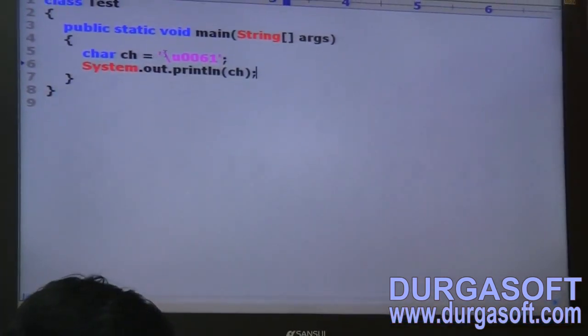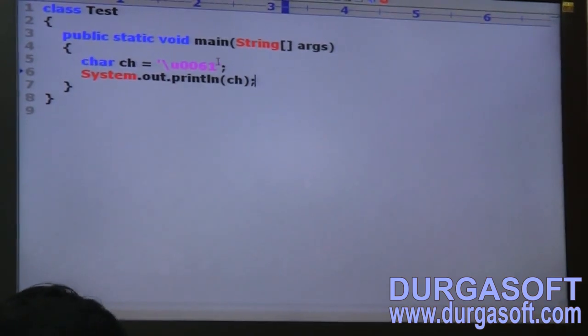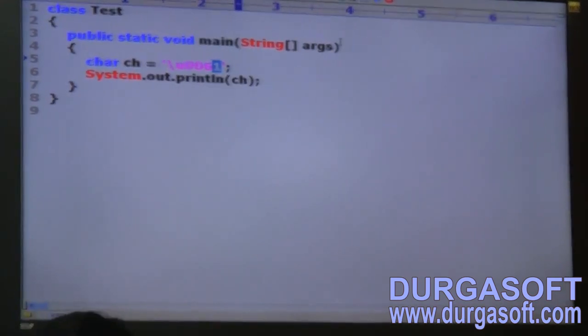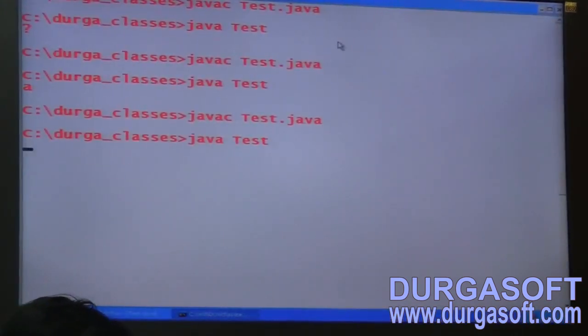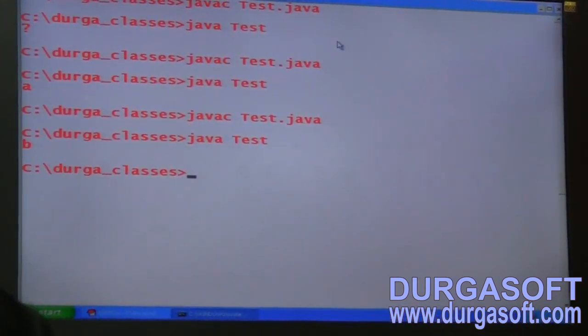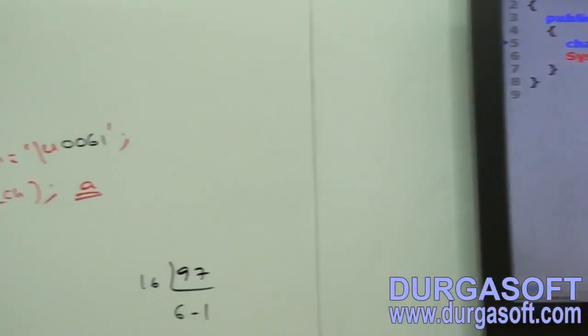Next, char ch is equal to single quote backslash u 0062. Sir, 62 I am taking. 62 means 98. 98 means what? B. Yes, boss. B is what we are going to get.